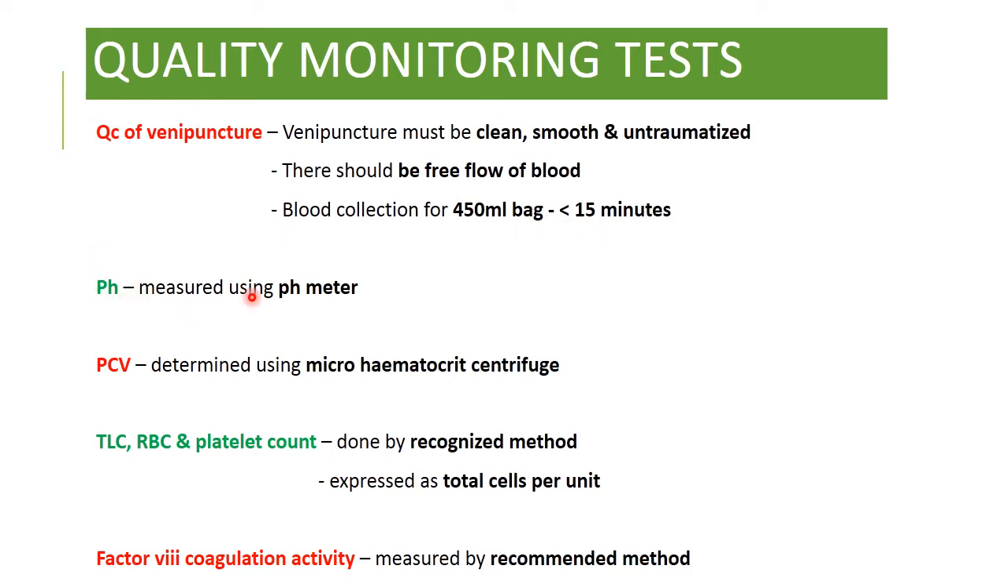pH should be obtained by using the pH meter. PCV should be obtained by the microhematocrit method by using the microhematocrit centrifuge. The counts also should be performed by recognized methods and expressed as total cells per unit. Factor rate and coagulation activity are also determined by using the recommended method.